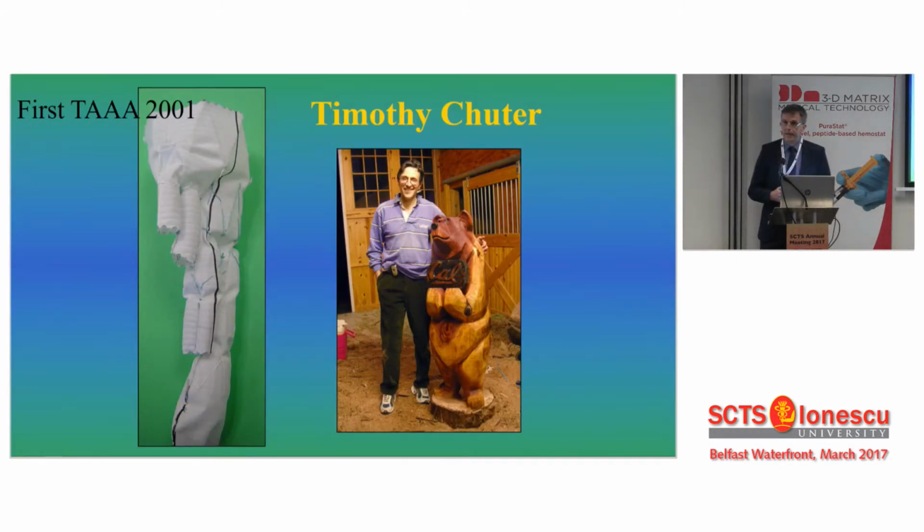2001 was the first endovascular repair of thoraco-abdominal aneurysm, and the key person behind this and the arch branch, which has come later, is Tim Shooter, who worked in Nottingham and then San Francisco. Tim's a multi-talented man, and this bear he also carved with a chainsaw in California to add to his talents.